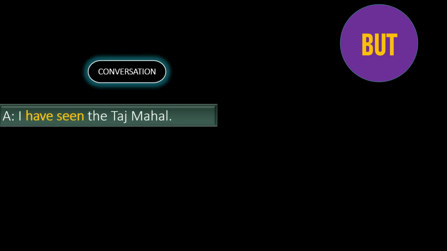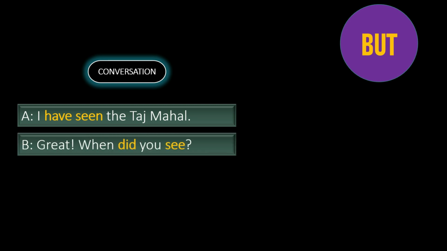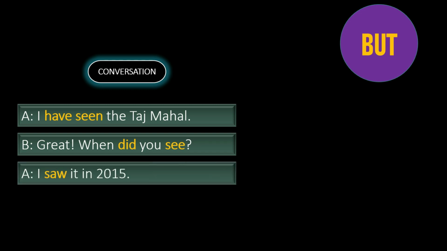But there is a twist here. Look at this conversation to understand what it is. Mr. A and Mr. B have this conversation. Mr. A says, I have seen the Taj Mahal. Mr. B says, great, when did you see? Mr. A again says, I saw it in 2015. Okay, let's look at them.